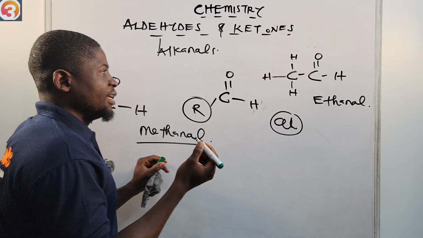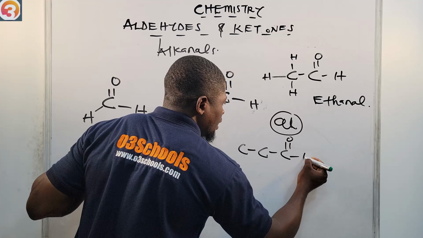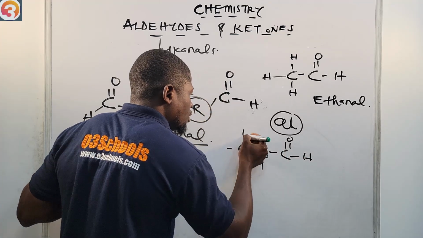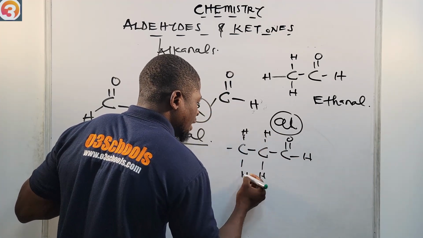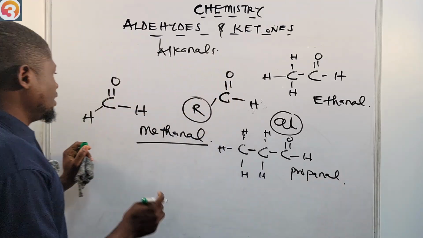You can extend the chain. Let's say we have C, C, C, directly bonded to O, H. We complete our structure. All right, this will be what now? Propanal. Okay, so now this is methanal.